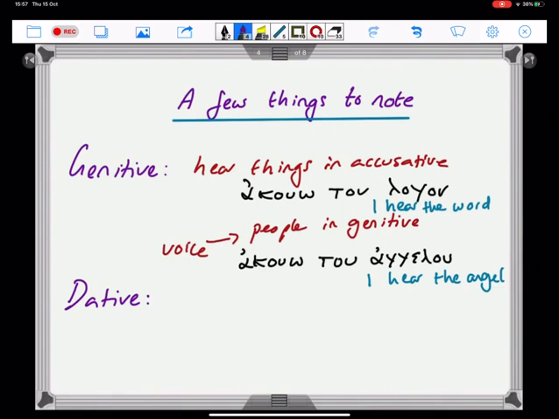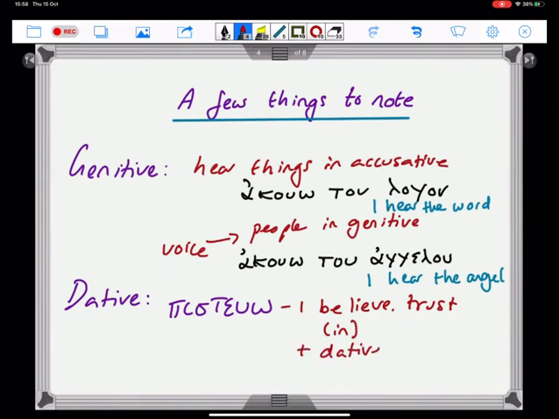Similarly, the dative sometimes is used after particular verbs. The one you'll see most frequently is pisteuo. Pisteuo means I believe or trust. And whereas in English you might say you believe in someone, in Greek you just use the dative. So if you see pisteuo, you should expect to see the dative. And if you look at this in the back of a book, you'll find that it says plus dative in the vocab.